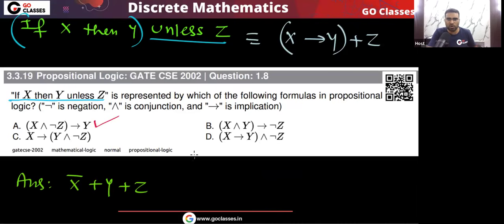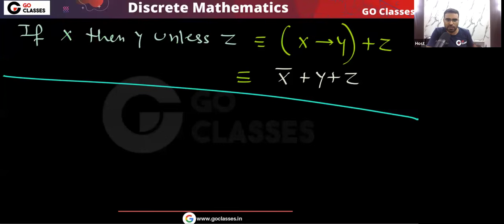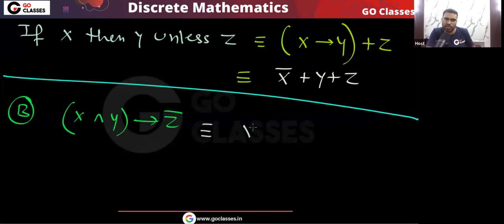You can check the remaining options also. Let's check option B. Option B is X and Y implies Z bar. Let's simplify this. You will get X bar or Y bar or Z bar. So this is not correct. Definitely option B is not correct.